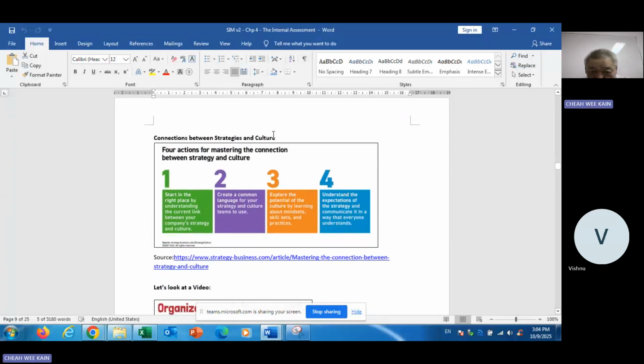So, the connection between strategy and culture. Four actions for mastering the connection. First, start in the right place by understanding the current link between your company's strategy and culture. Next, create a common language for using your strategy and culture. Third, explore the potential of culture by learning about the mindsets of the people there. Understand the expectation of strategy and communicate it in a way that everybody understands.